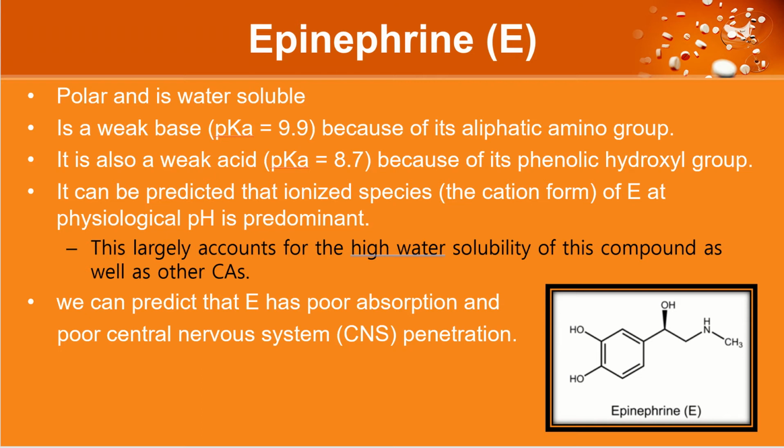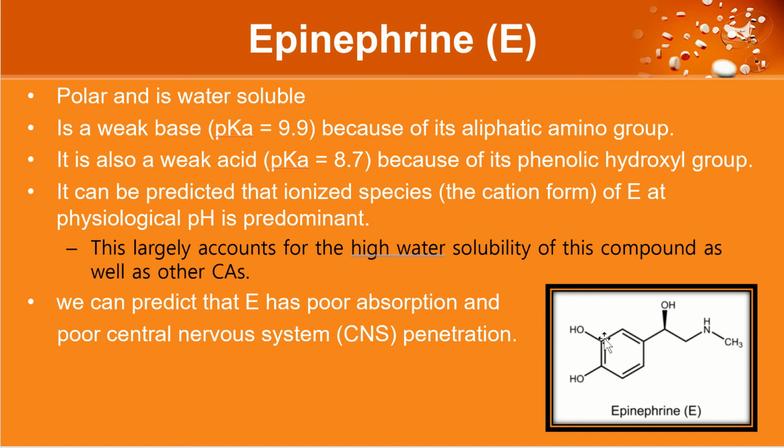All right, so now we're going to talk a little more about epinephrine. So we have the structure here, right? And looking at the structure, you're seeing some polar groups in the form of the hydroxyl groups. So it is polar, and because it is polar, it is water soluble, and it is a weak base with a pKa of 9.9 because of its aliphatic amino group. So we have the secondary amine portion here, which is responsible for it being a weak base. And it is also a weak acid with a pKa of 8.7 because of its phenolic hydroxyl group. So we have 2 phenolic hydroxyl groups, which make it weakly acidic.